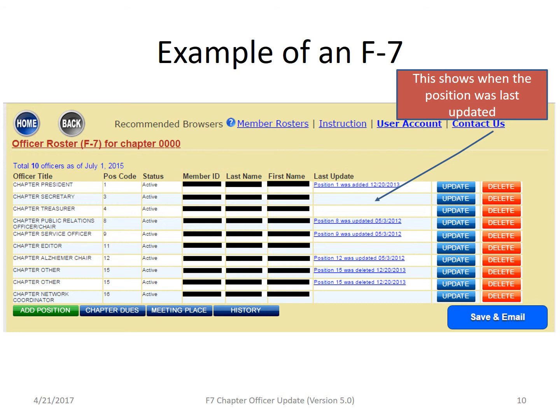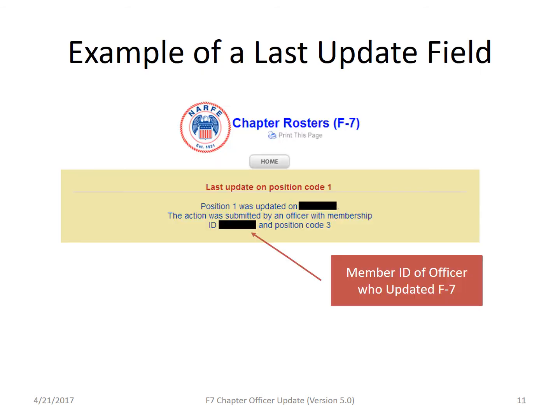The last update field lets you know the date and type of activity for the last update. As you can see in this example, some were updated and others were deleted. Because a chapter can have multiple chapter other officers, you will notice the action is more often a delete than an update for these officers. Clicking on the text in the last update field shows you the date and the member ID of the person doing the last update.